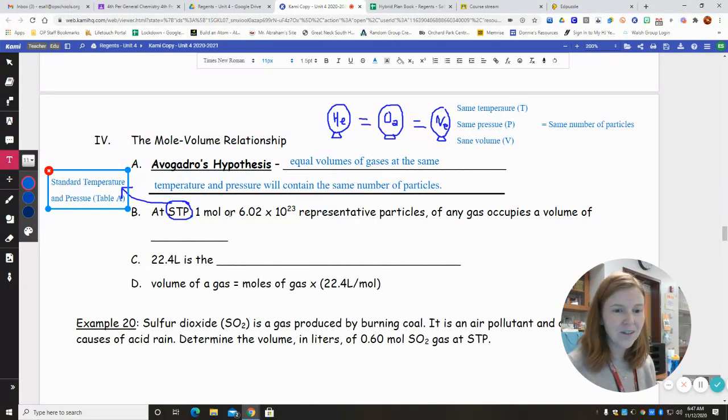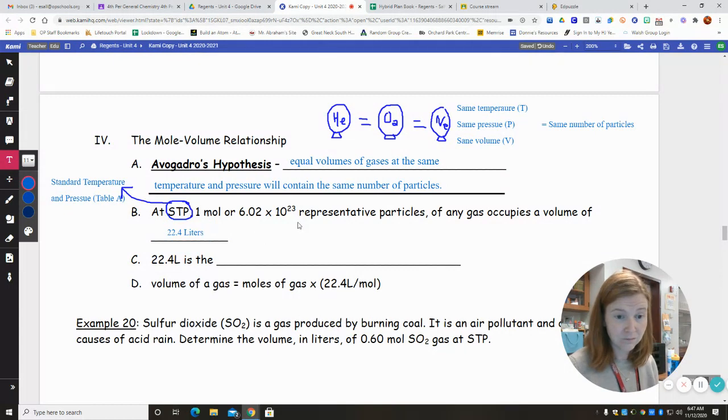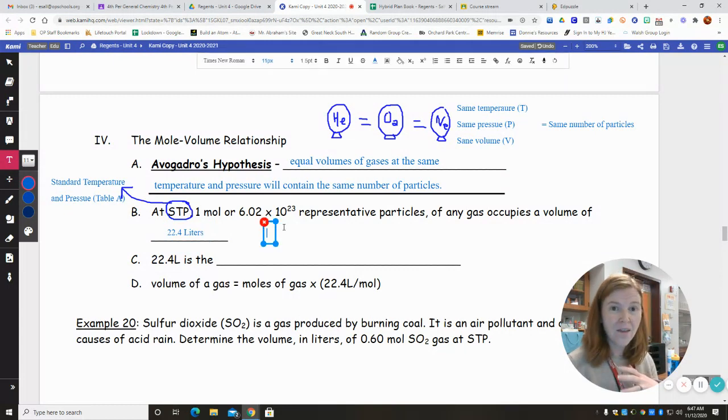At STP, 1 mole, or 6.02 times 10 to the 23 representative particles of any gas will always occupy 22.4 liters. Always. So unlike the mass stuff that we just did, where mass changed depending on what it is we were talking about, with volume, it's a constant value. 1 mole is going to equal 22.4 liters, okay?